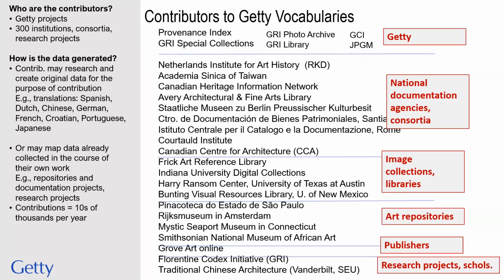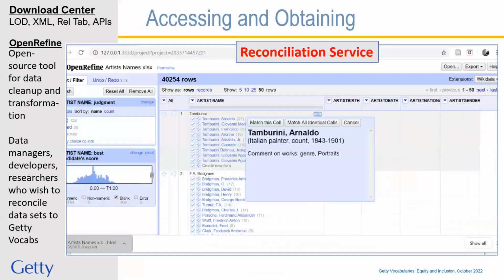Art repositories such as the Pinacoteca in Sao Paulo and the Rijksmuseum contribute. Publishers sometimes, such as Grove Art Online. Research projects such as the Florentine Codex Initiative or the Traditional Chinese Architecture Initiative at Vanderbilt in China, as well as individual scholars, contribute. You might want to look at our download center to see new and different varieties of our releases: LOD, XML, relational tables, APIs.